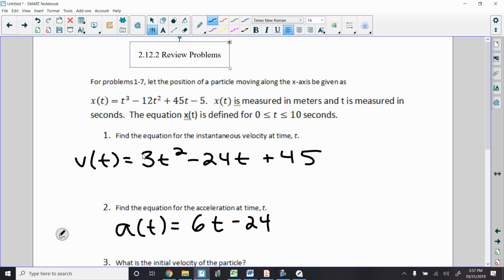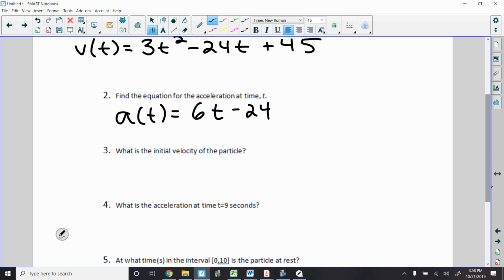Question 3 here has some vocab that's important to know. It asks, what is the initial velocity of the particle? Initial means at the beginning time. Our beginning time we know is t equals 0. So our initial time is at t equals 0. I want to know the velocity at t equals 0.